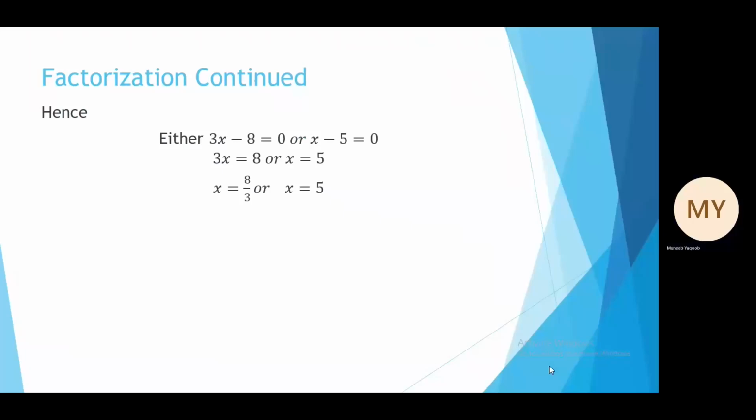So if the product is equal to 0, then either 3x minus 8 equals 0 or x minus 5 equals 0. If 3x minus 8 equals 0, then 3x is equal to 8. Or if x minus 5 equals 0, then we can say that x equals 5. Hence, we get two answers, either x equals 8 upon 3 or x equals 5.